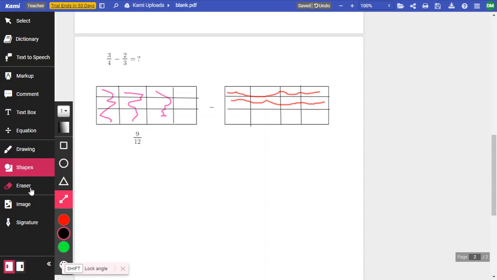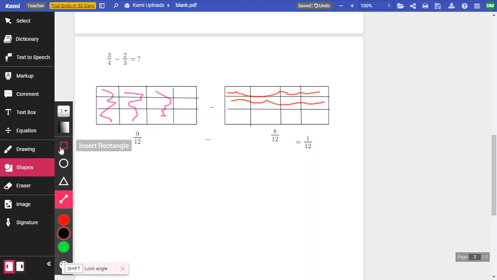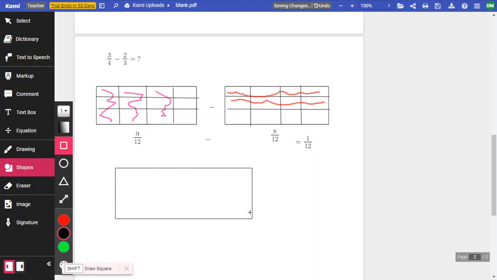Okay, so let's see. My brain just froze for a second there. There's my equation button. 8/12. So now we want to subtract these two. And if we do it just numerically, then what we're going to have is 9 minus 8 is 1, and we keep the denominator the same, so this is going to be 1/12. But let's actually look at this here. Let's make a new number 1. So this box still represents just one whole.